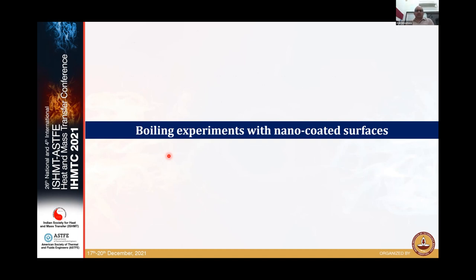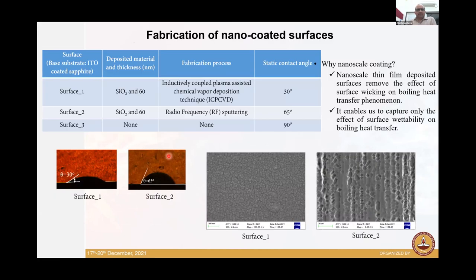So in order to give some control over the same phenomena, the same substrate was nano-coated with two different techniques. Of course, we conducted our nanofluids experiments with SiO2 nanoparticles. So the target material was kept the same, and 60 nanometer thickness was coated on the original substrate using two different techniques: ICP-CVD, which gave us an initial static contact angle of 30 degrees, whereas RF sputtering led to 65 degrees. And these are surface one and surface two, whereas surface three is the base surface, which is the sapphire glass.